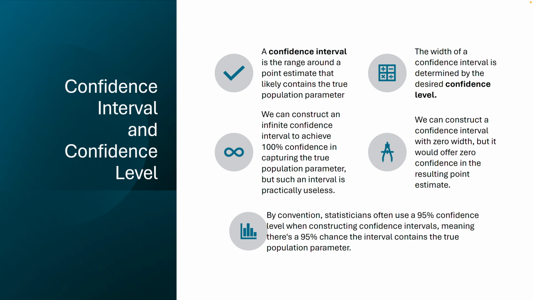So between these two extremes, statisticians worldwide have come up with a convention of accepted reportable confidence levels, which is 95%. What it essentially means is that there is a 95% chance that the interval contains the true population parameter.